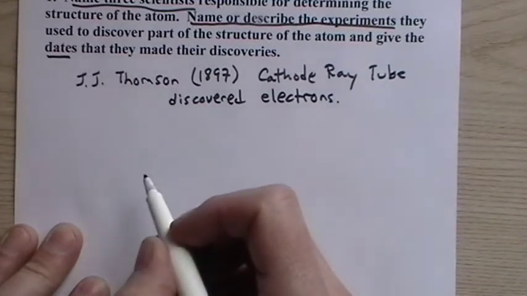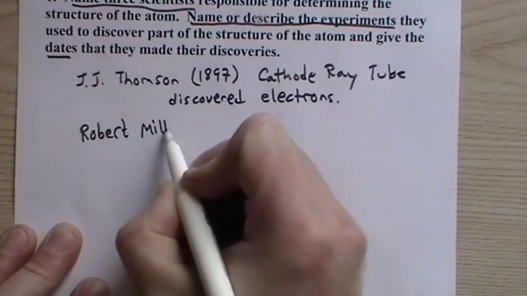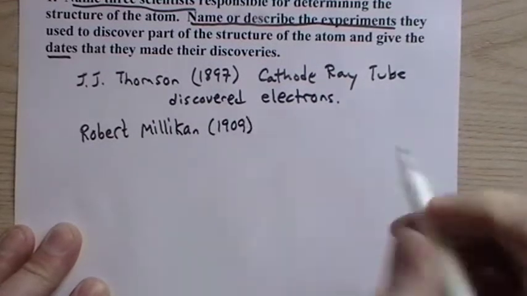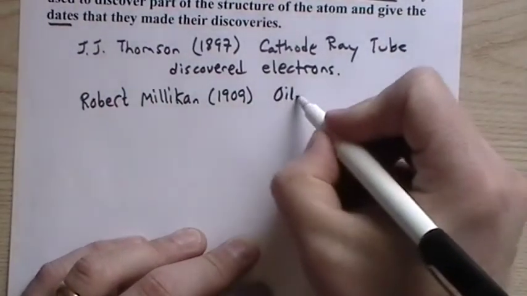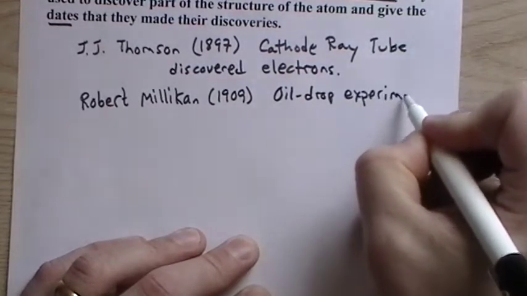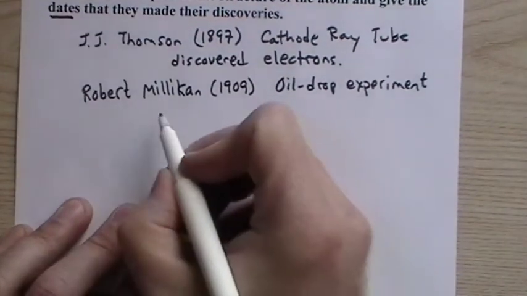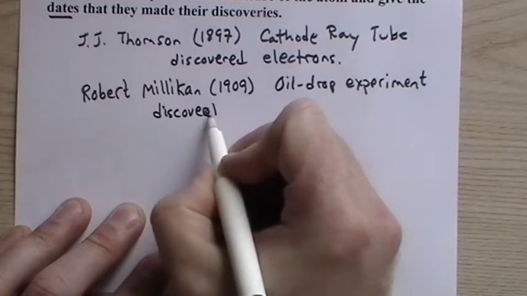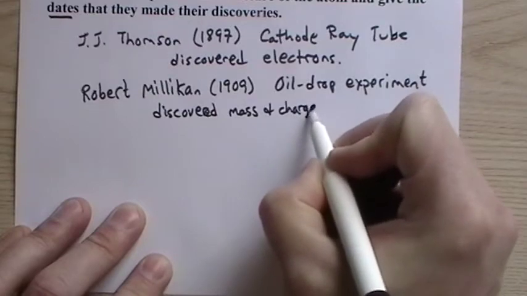And then we have Robert Millikan. And this is in 1909, so quite a while ago, and he used what is called the oil drop experiment. And again, the details can be found in the book, but you should know the name of the experiment. And he discovered mass and charge of the electron.